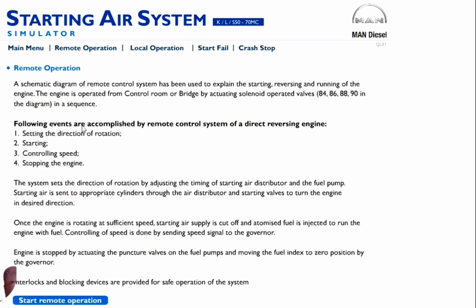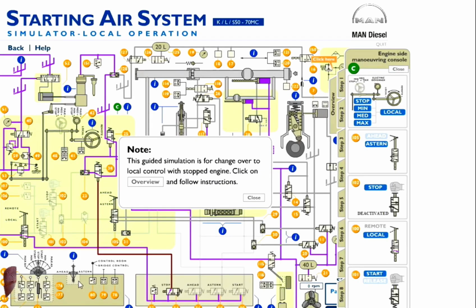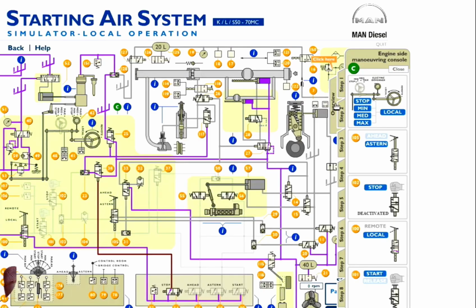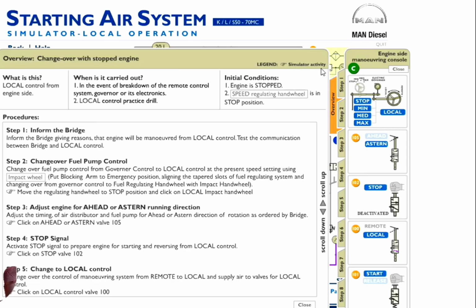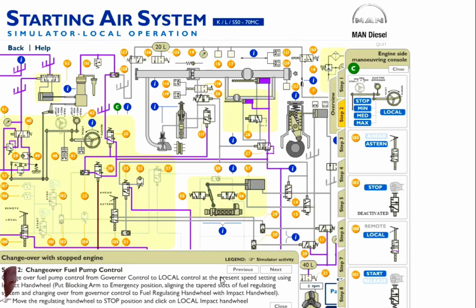Let's go back here, and we see the local operation. Okay, change over with stopped engine. Okay, we have two choices. Also change over to local with engine running. Okay, let's see first change over with stopped engine. Okay, let's see. Okay, we can see overview here, and we have direct instructions what to do. Okay, I will follow the steps. Step 1, we inform the bridge that the engine will be maneuvered from local. Okay, next is change over fuel pump control.